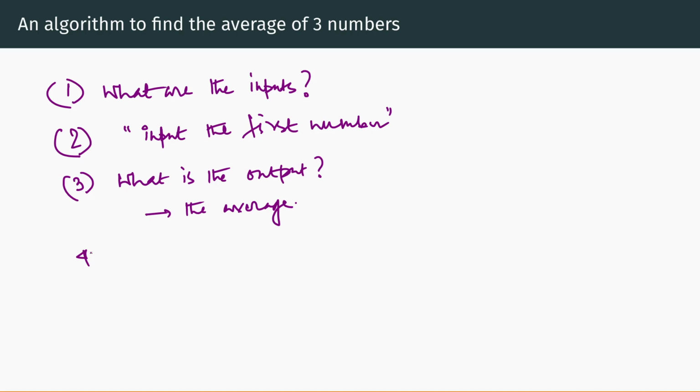The fourth question, and that's the one that you have to solve, is how do you go from the input, which is these three numbers, to the output, which is the average of these three numbers. So this is the input and this is the output. How do you go from there to there? And that's what we have to do.